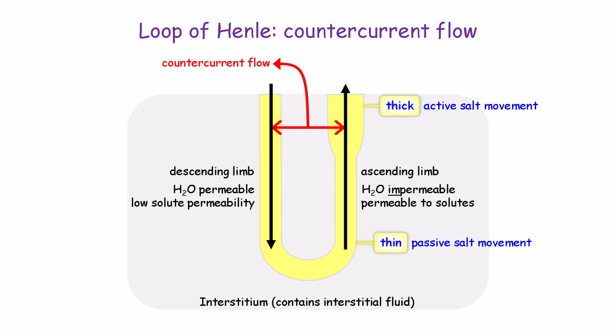Passive diffusion relies on existing concentration gradients, while active transport uses energy to pump solutes against their gradients. Together, these processes create and maintain a salt concentration gradient through the medulla, allowing the kidney to efficiently reabsorb water and produce concentrated urine. Let's look closer at the mechanism.